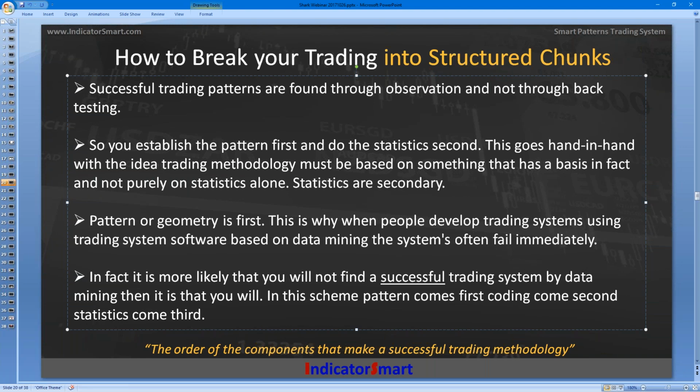So in this scheme, pattern comes first, coding comes second, statistics comes third. The order of the components that makes a successful trading methodology. So that's a structured chunk in itself, right?